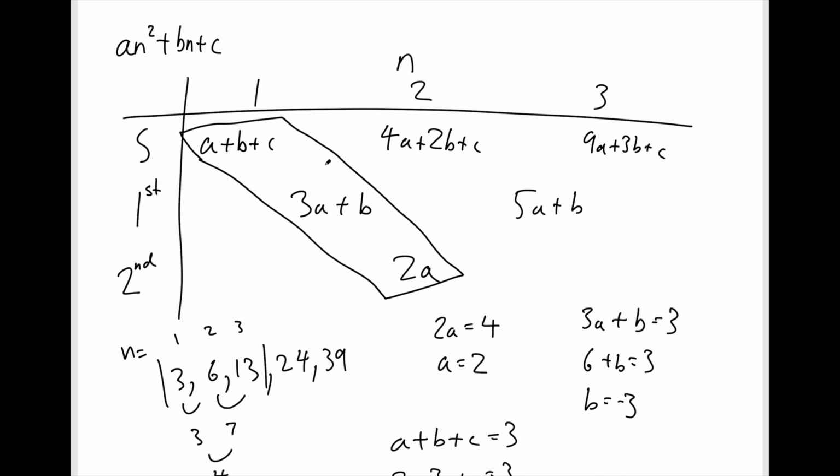But if you were, I don't know why you would, but if you were to take the second term at the end, like 4a plus 2b plus c equals 6, that would still work. And likewise, 9a plus 3b plus c equals 13. You can use any of these as long as you find a, b, c in the end. You can work out the nth term of the sequence.